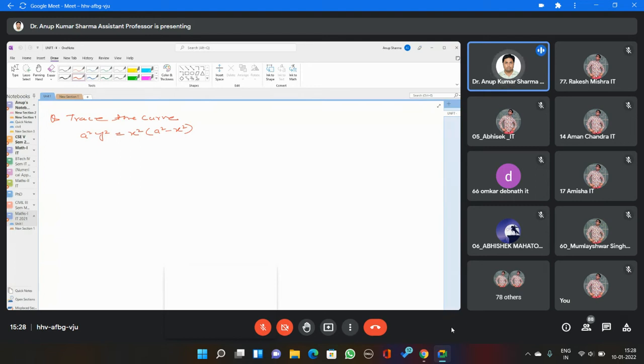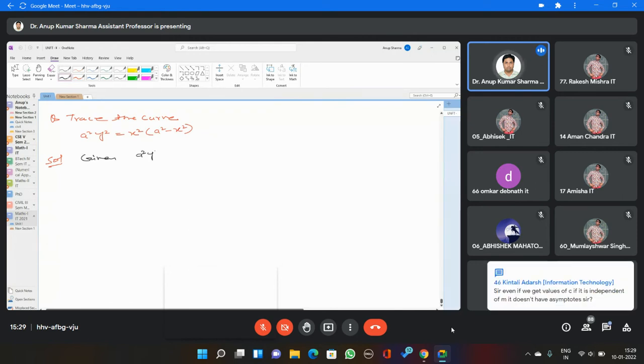Now see in this curve, solution, given a square y square.